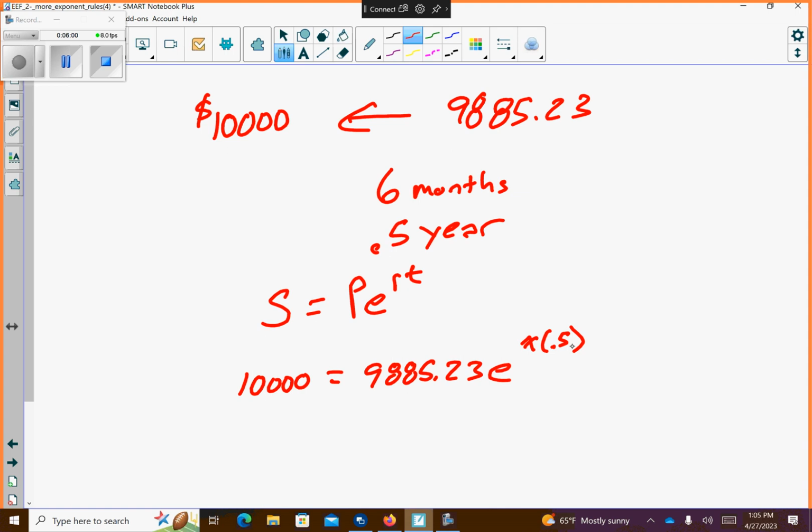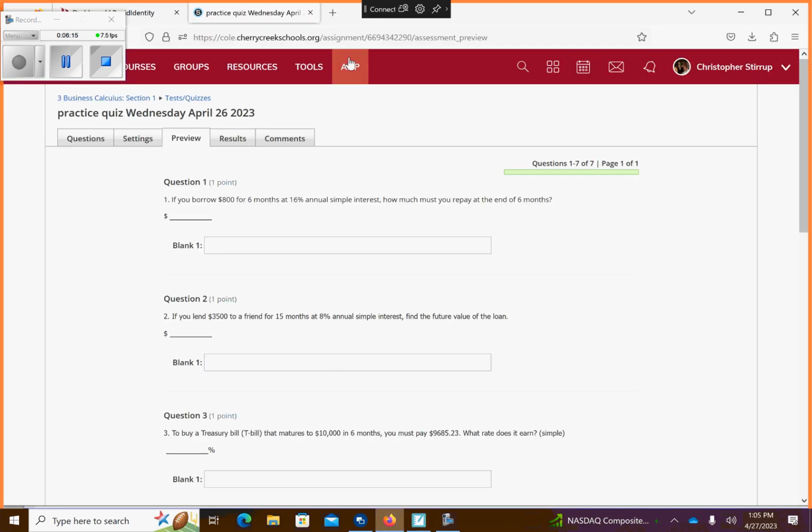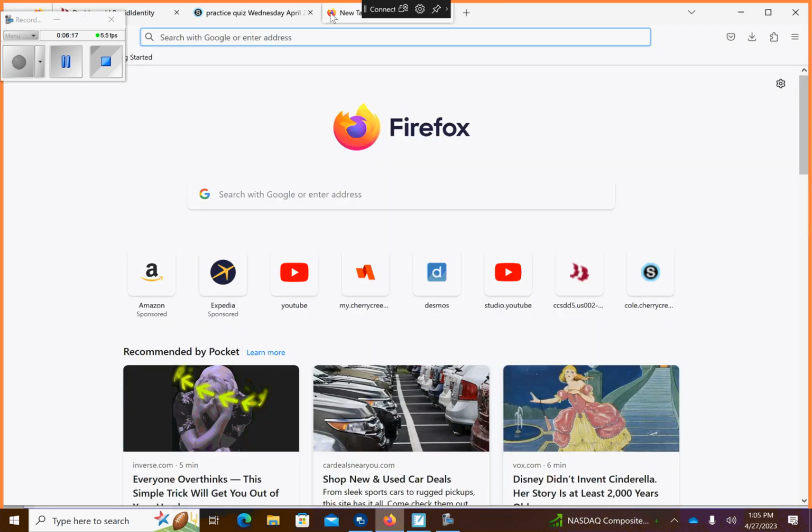Let's see if I can make Desmos work for us. This computer has been a little finicky today. Well, actually, my Mac has been the finicky one. All right, let's jump on Desmos.